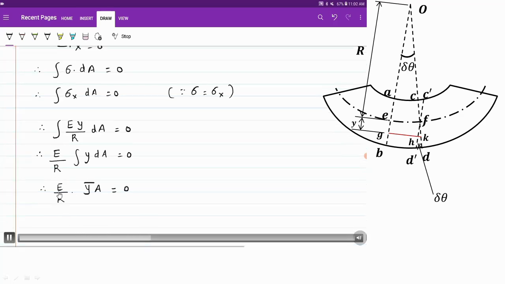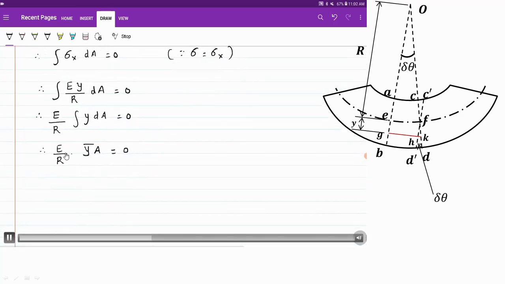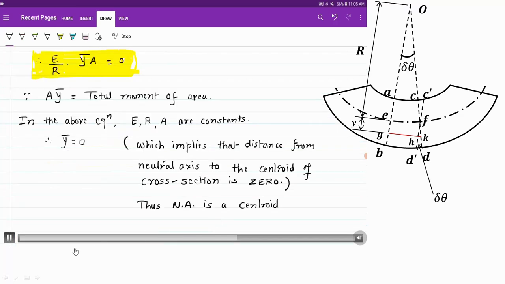Now all these terms are constant. E is constant, R is constant, and A is constant. So ultimately we can say that y bar is equal to 0. Y bar is equal to 0 indicates that... So once again try to understand. A y bar is the total moment of area because it is area multiplied by perpendicular distance.